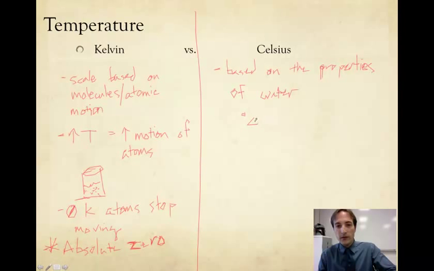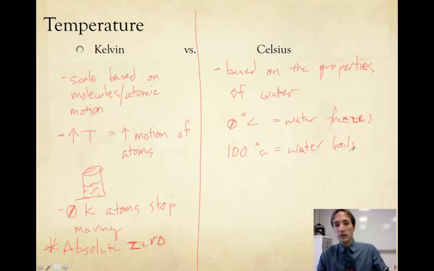So what that means is at 0 degrees Celsius, water freezes. At 100 degrees Celsius, water boils. Okay, so based on the properties of water, 0 degrees Celsius, water freezes. 100 degrees, water boils. That's how Celsius is different.